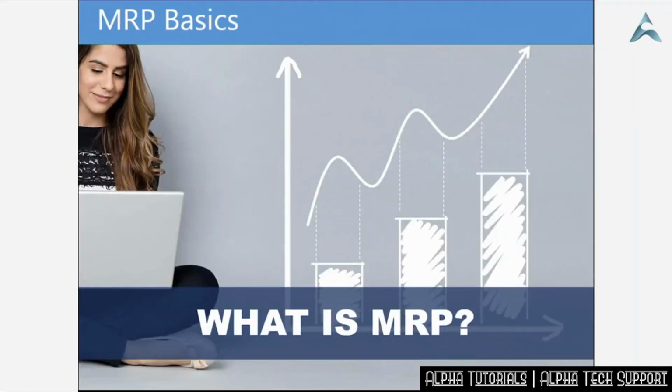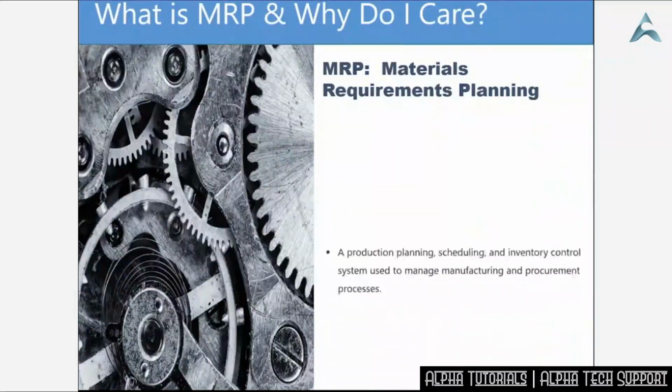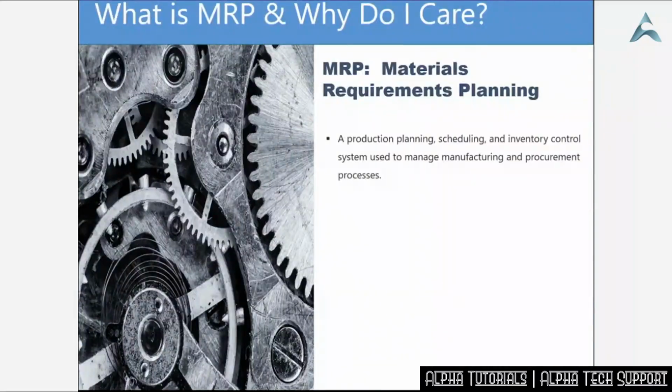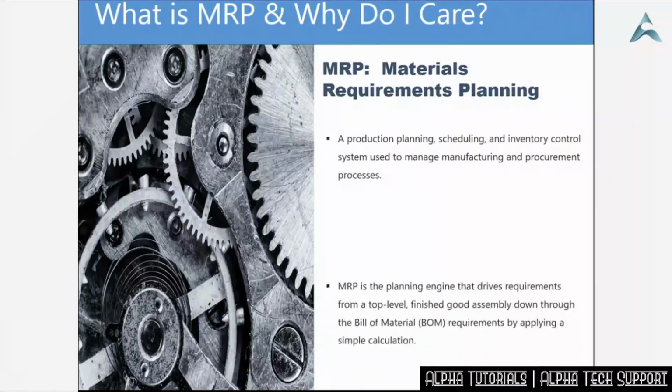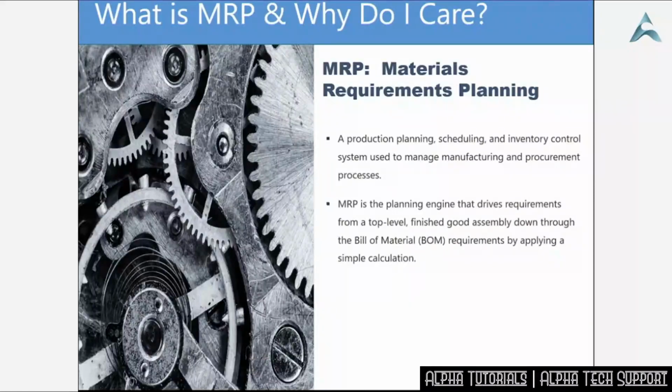Now let's consider MRP. I mentioned earlier that MRP is a production planning, production scheduling, and inventory control system that is used to manage manufacturing and procurement functions within a company. But what does that really mean? That means that MRP is the engine which drives requirements down from the highest level finished good down through to each necessary component through the BOM relationship.